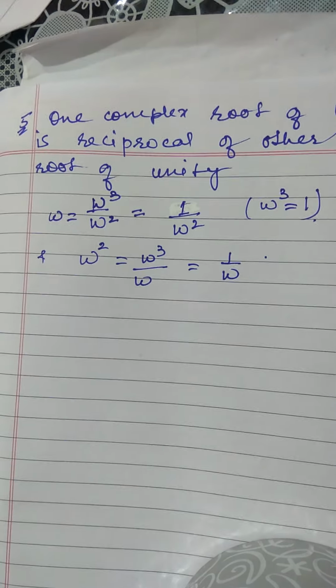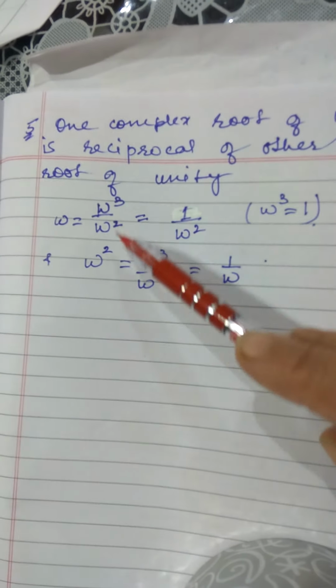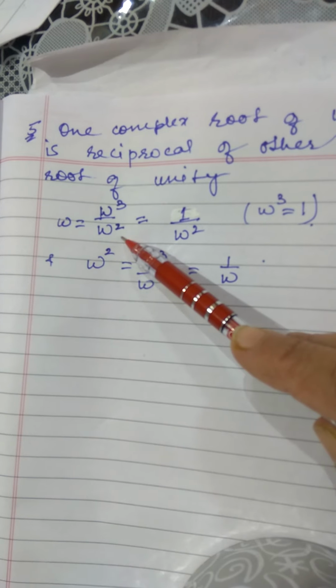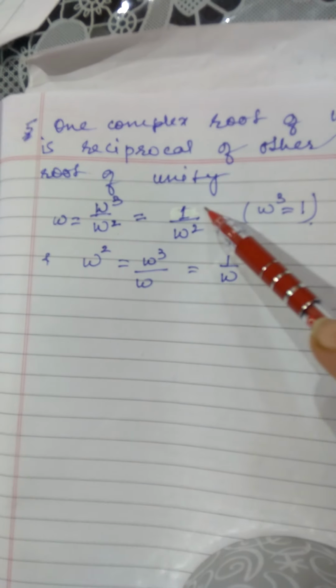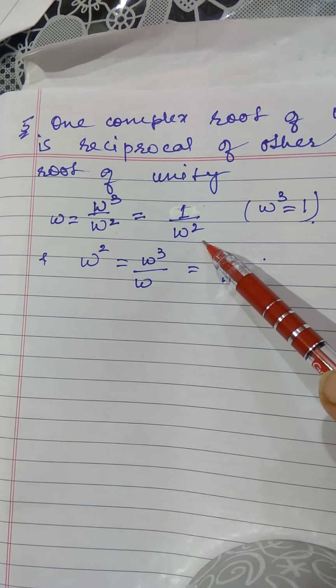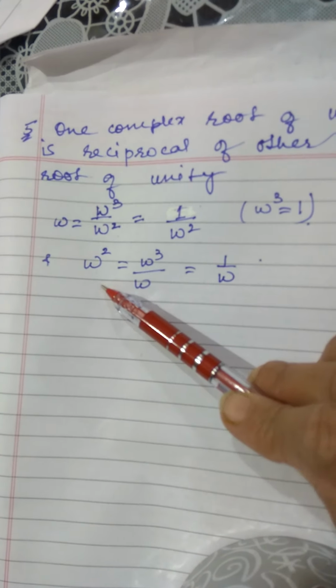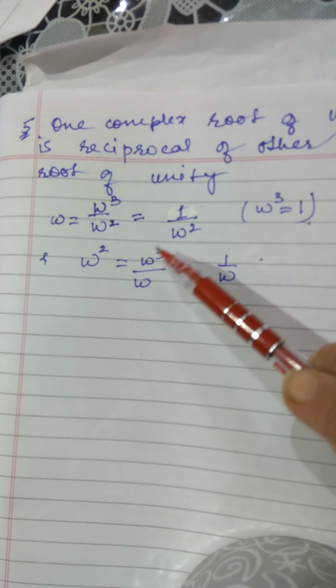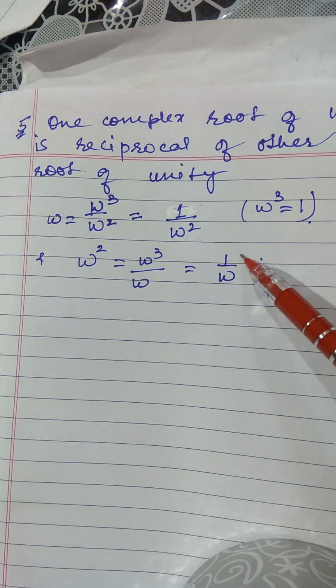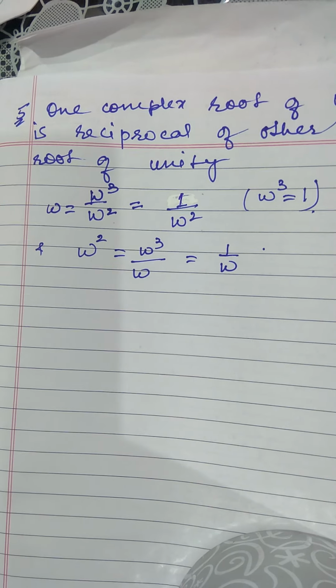So let's start with this. Omega is omega cube upon omega square, and omega cube is 1. So this is 1 upon omega square. Similarly here, omega square is omega cube upon omega. This is again 1 upon omega.